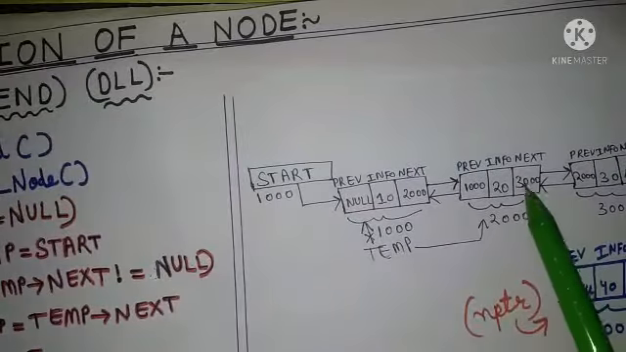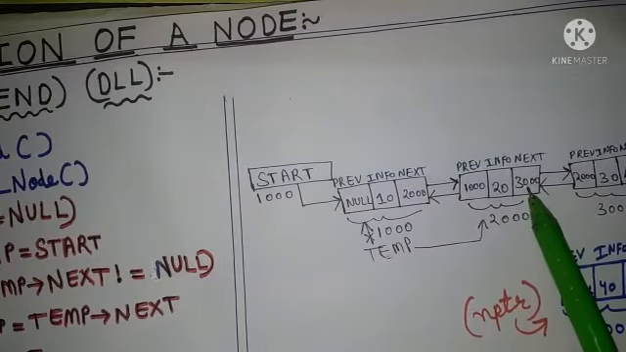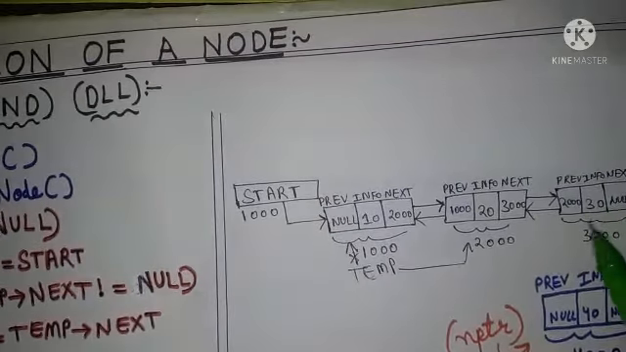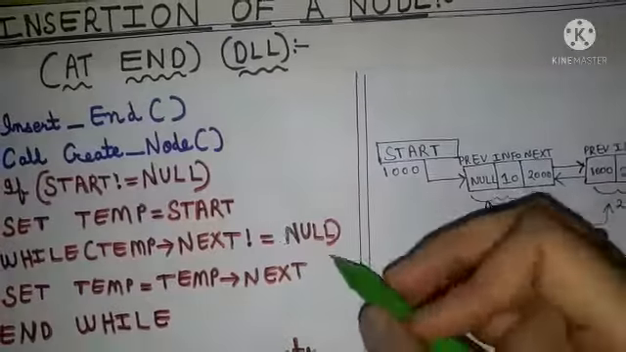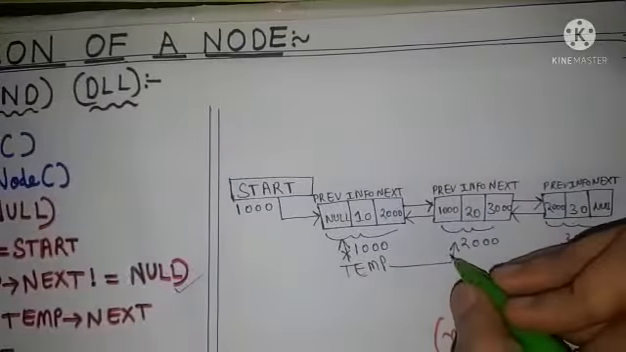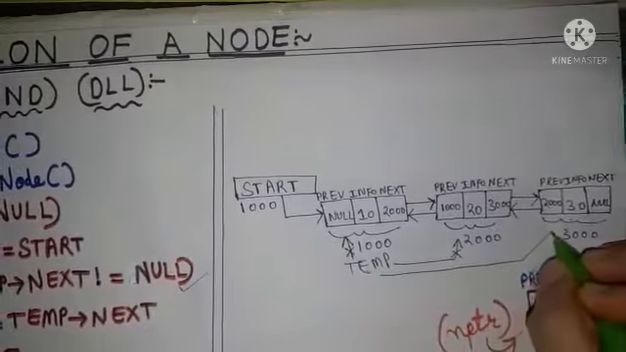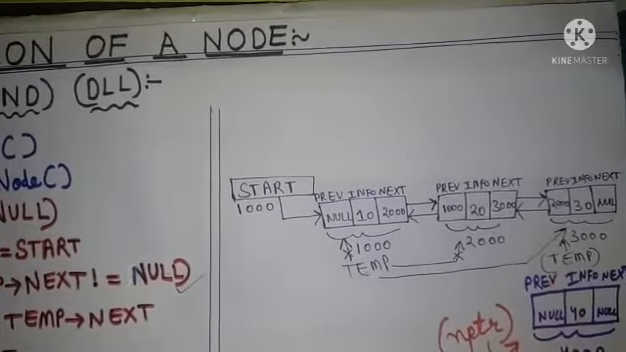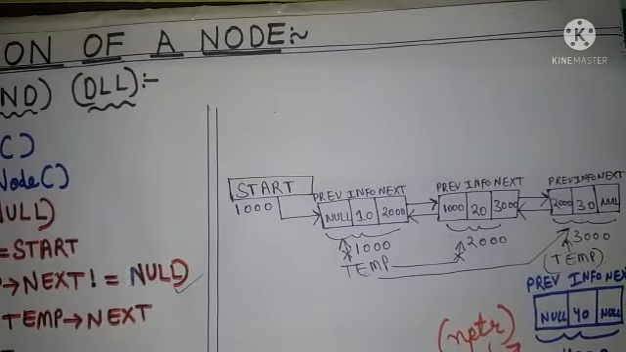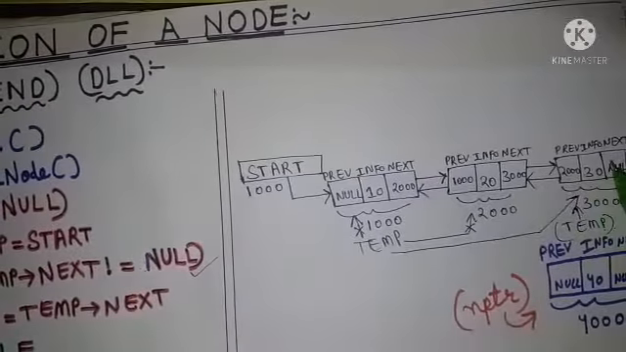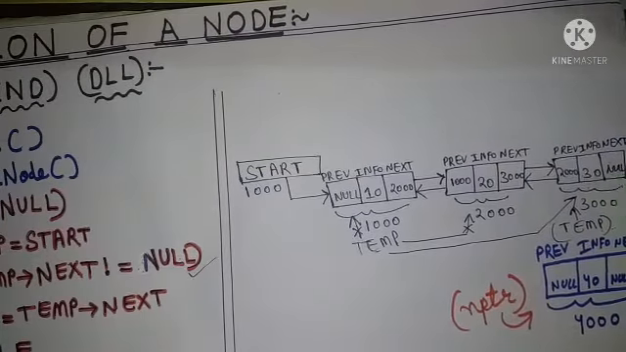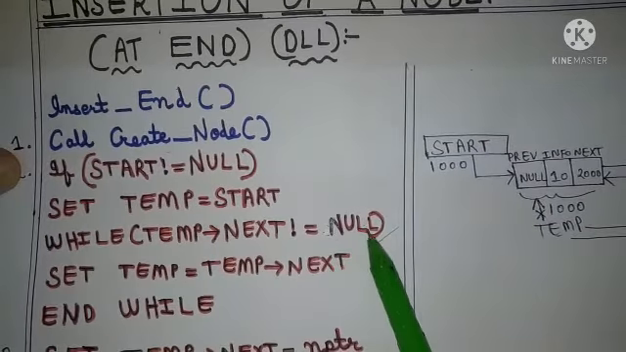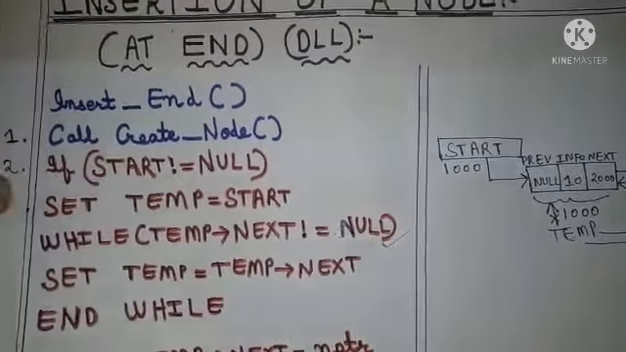Okay, here again it will check, and again the next part is not null, it is pointing to the node whose address is 3000. So this condition is again true. So here temp will now be set, temp is equal to temp next. Now temp is pointing to the node whose address is 3000, so here it will check now. Temp next now becomes equal to null. That means this condition now becomes false. So the while loop will stop executing and it will come out of the loop.